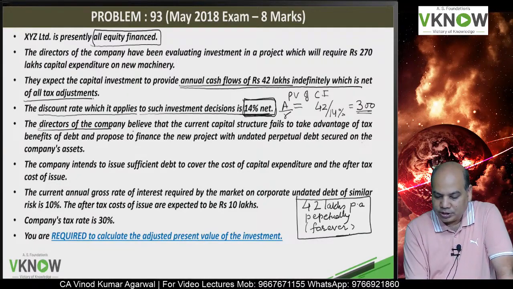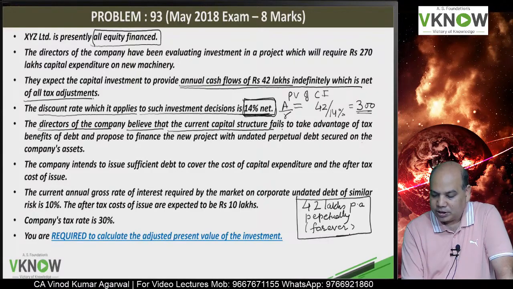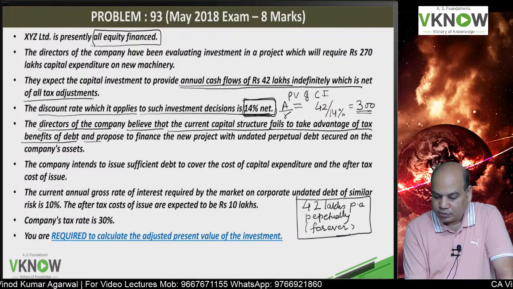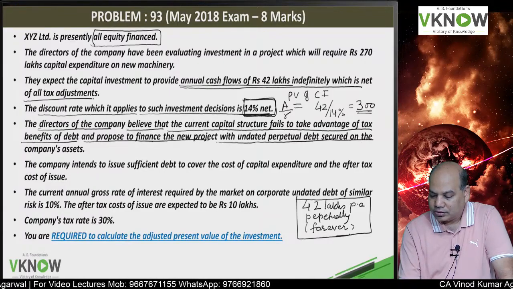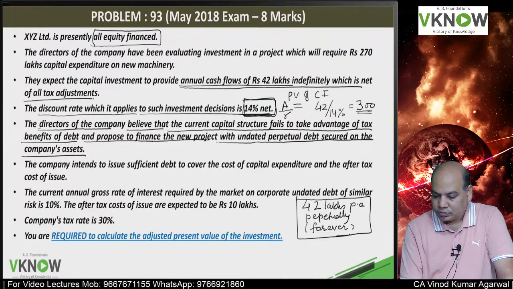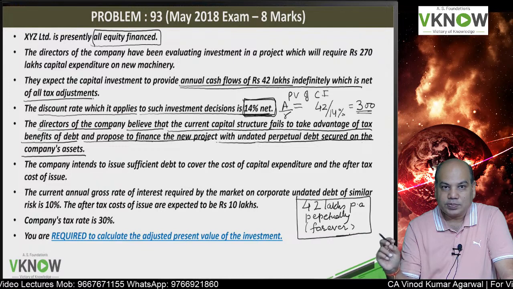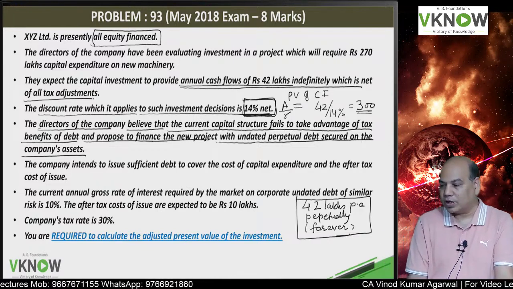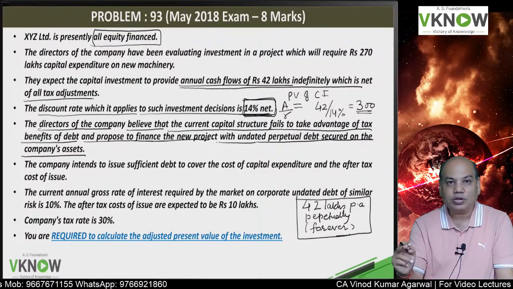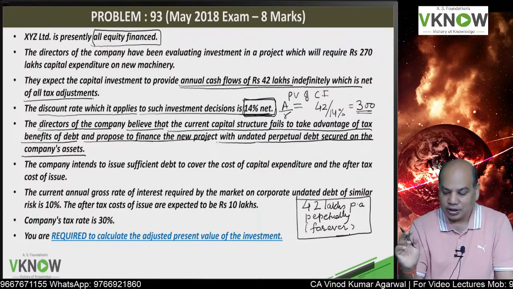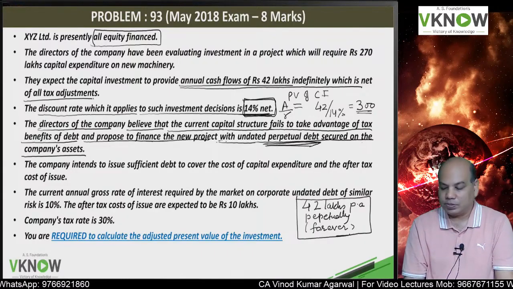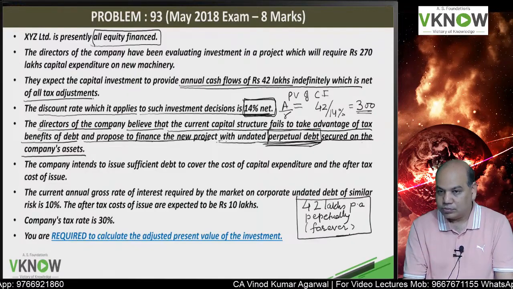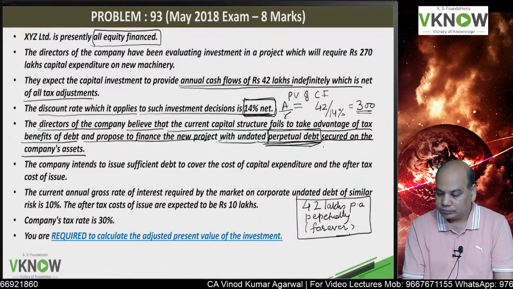The directors of the company believe that the current capital expenditure fails to take advantage of the tax benefit of debt and propose to finance the new project with undated perpetual debt secured on the company's asset. Now they want to finance this project using debt because they are not getting the benefit of tax shield on interest. So they want to issue perpetual debt. What is perpetual debt? It will have no maturity. So you are only going to pay coupon every year.